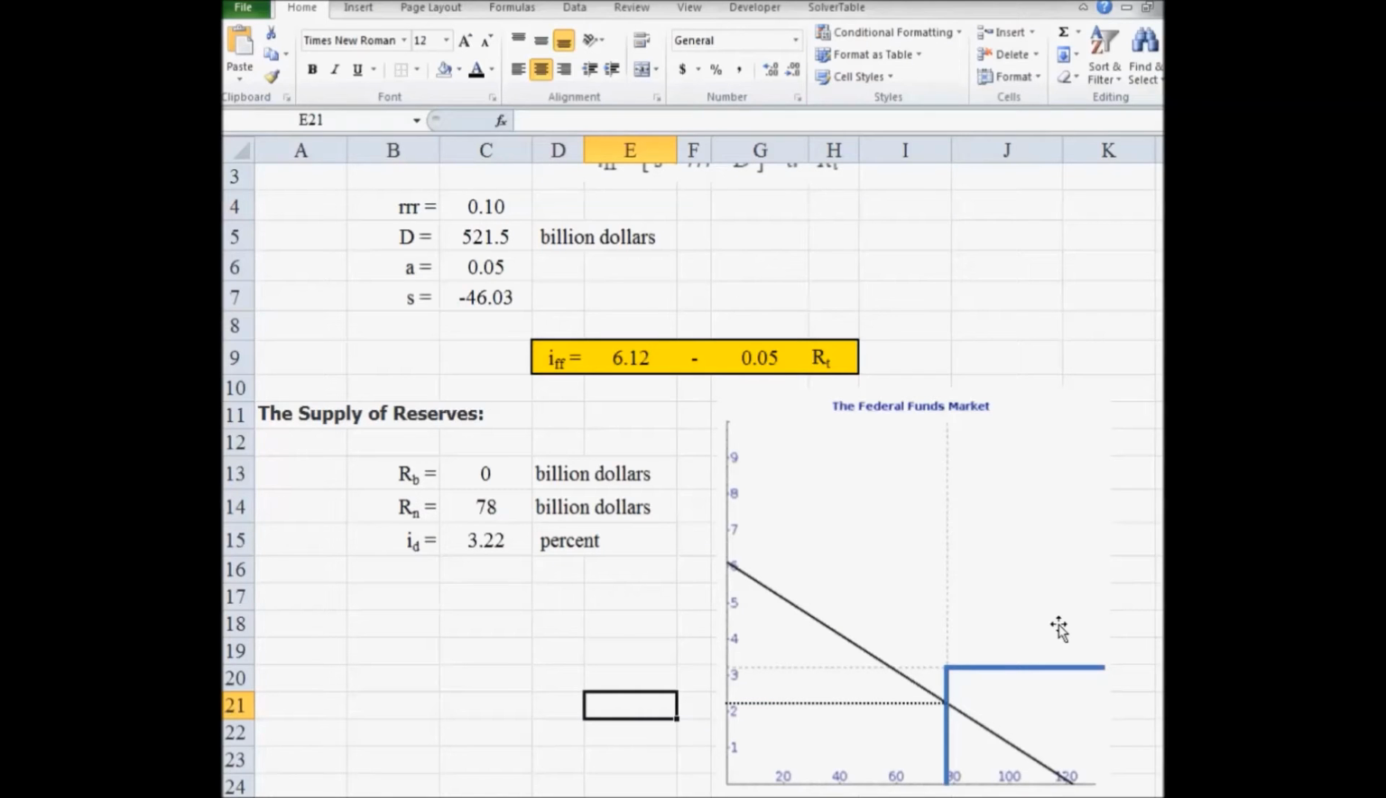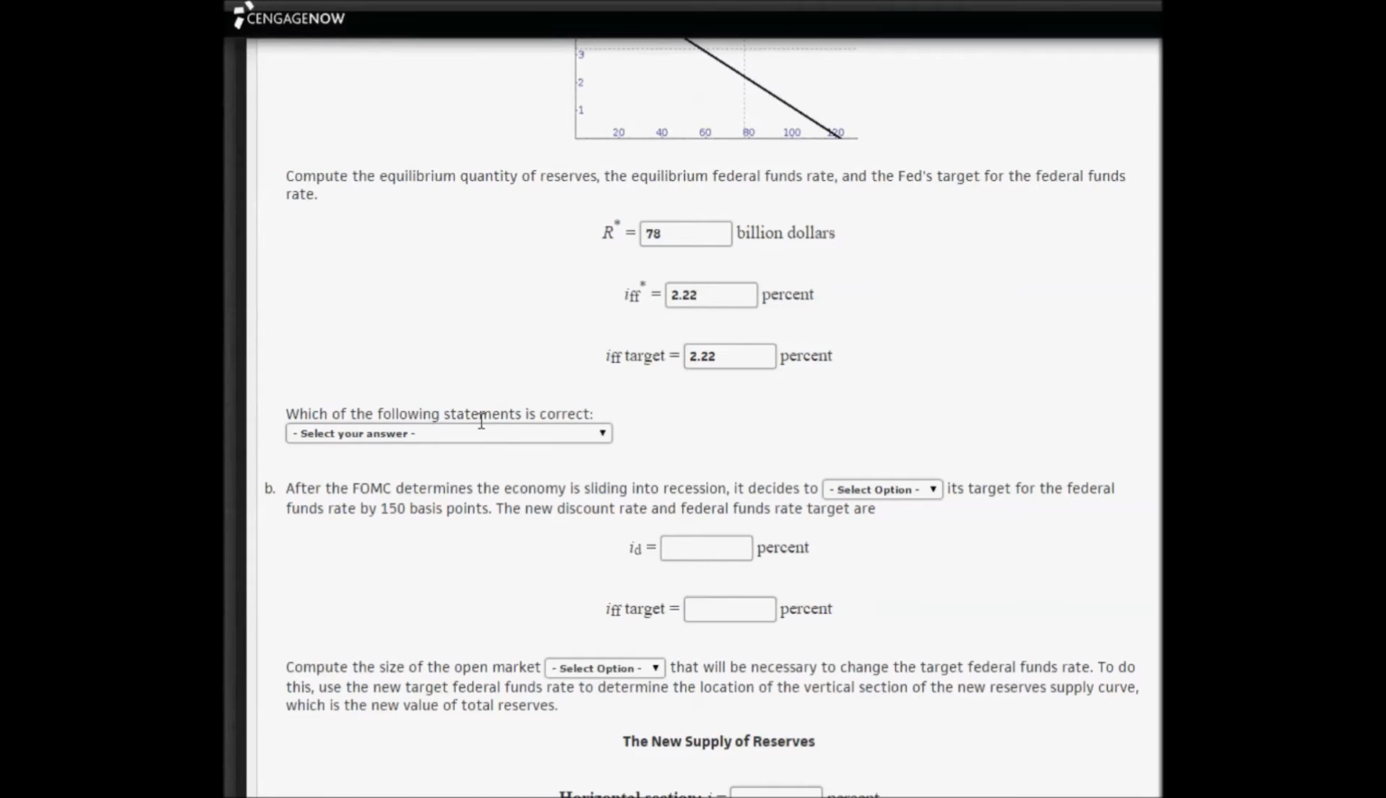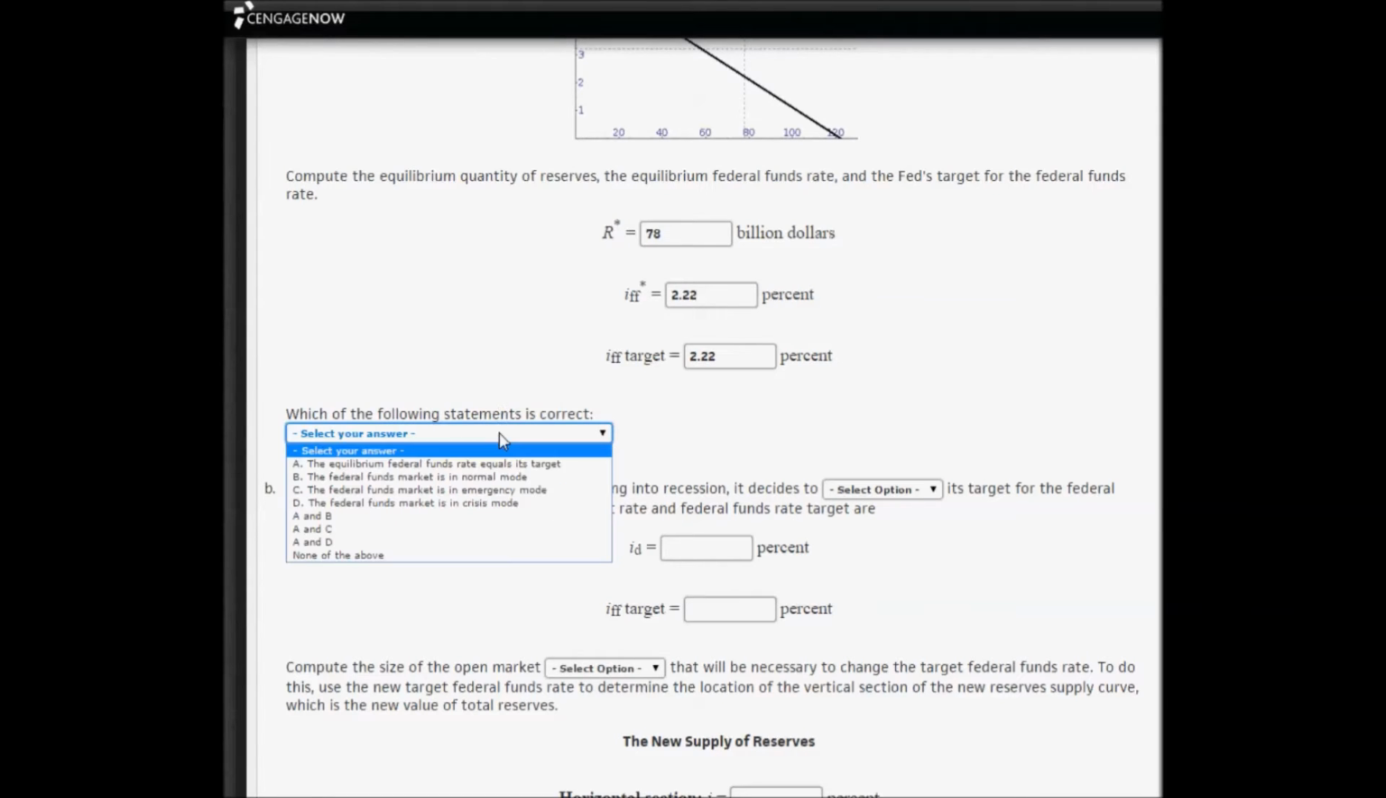The federal funds rate is determined by plugging the quantity of reserves into the demand for reserves. And that equals 2.22. So it looks like the federal funds rate is equal to its target. Which of the following statements is correct? The equilibrium federal funds rate is equal to its target. True. The federal funds market is in normal mode. It is not in emergency mode, and is not in crisis mode. So A and B are correct.